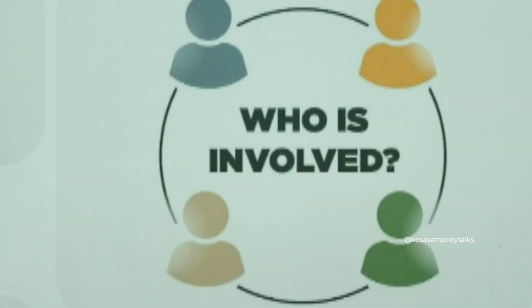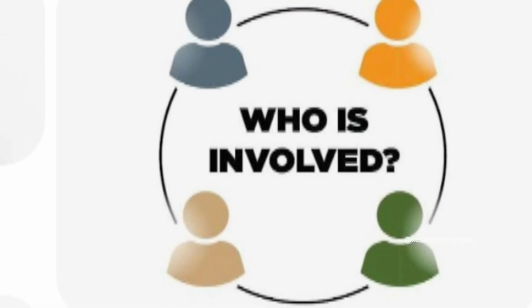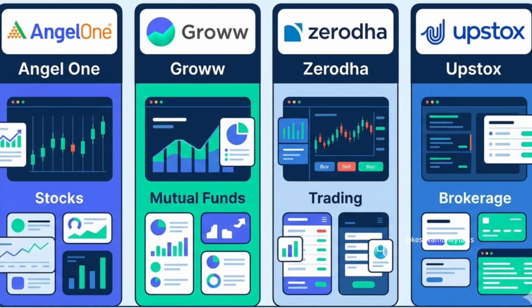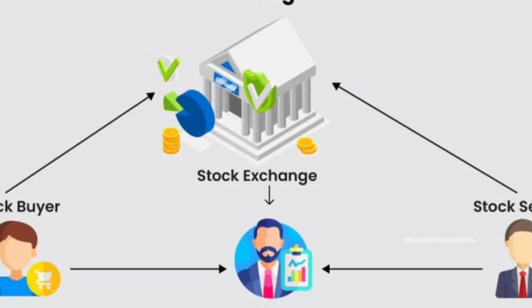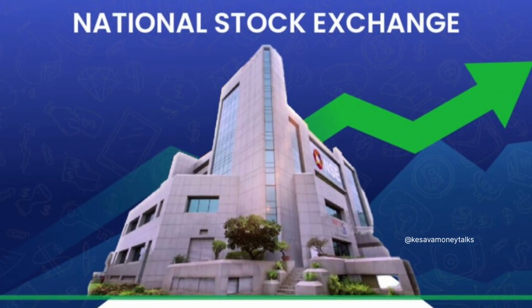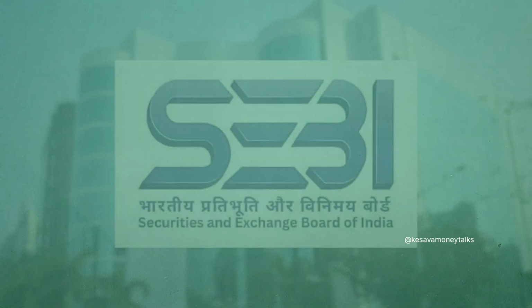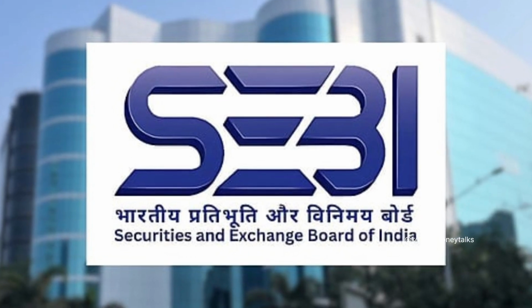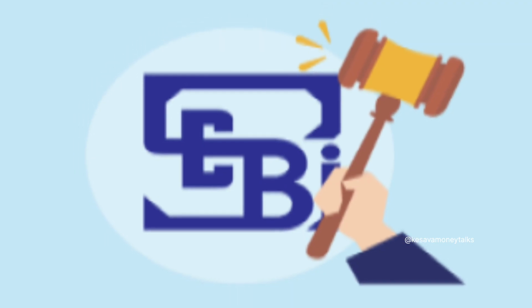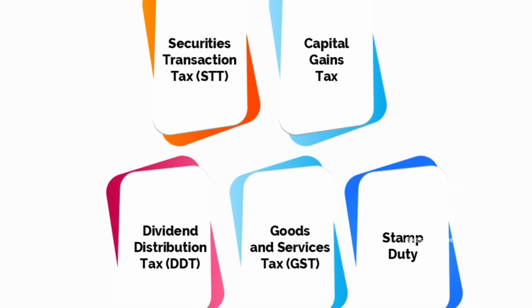Now, part 1. Who is involved? Before understanding charges, let's understand the people involved. First, investor. That's you. You buy and sell shares. Second, broker. Examples: Angel One, Groww, Zerodha, Upstox, etc. The broker places your order. Third, exchange. Examples: National Stock Exchange, NSE, and second, Bombay Stock Exchange, BSE. The exchange matches buyers and sellers. Fourth, SEBI. SEBI means Securities and Exchange Board of India, the market regulator. Fifth, government. Collects taxes such as STT, GST, and stamp duty.